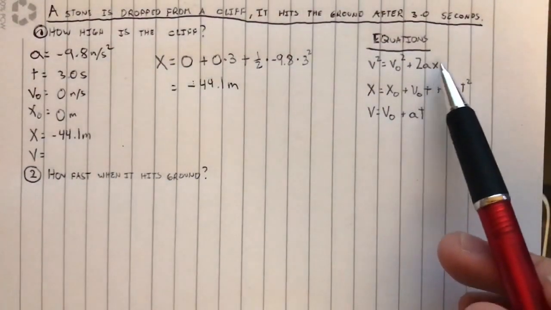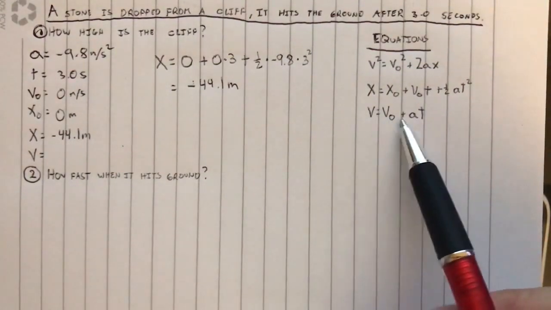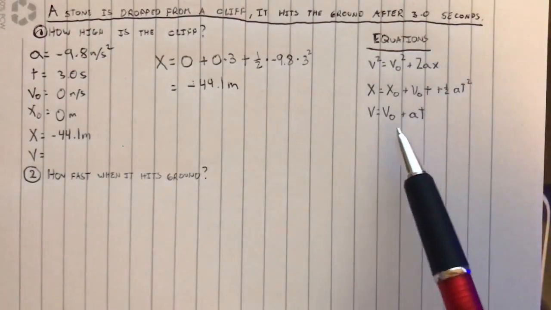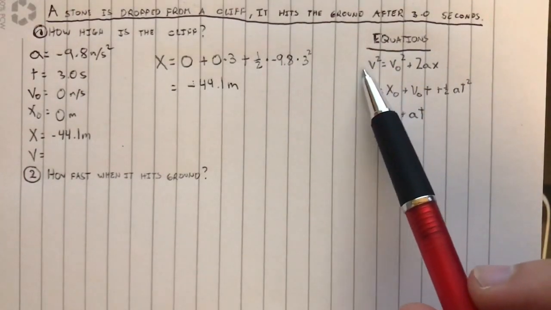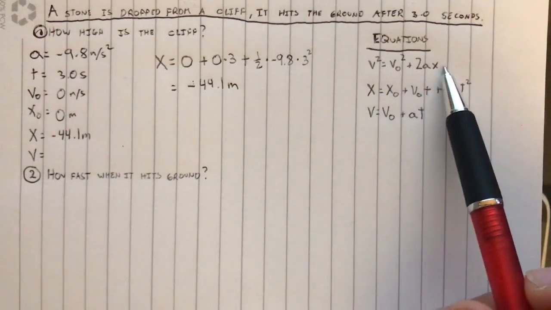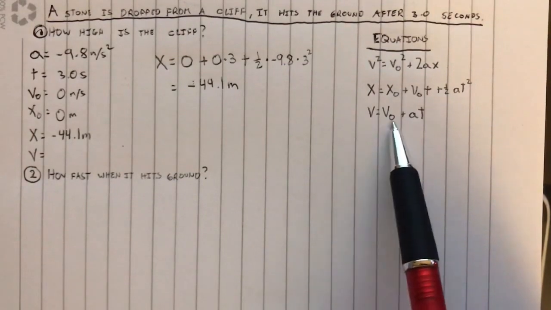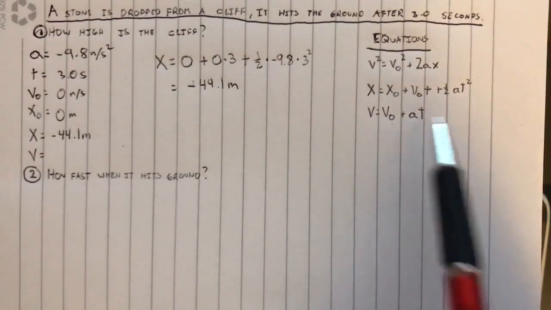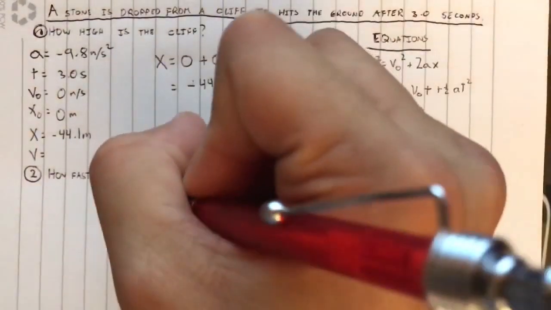For this, I can use either this equation or this equation. I think this one's a little easier because we're not squaring things, so let's use this one. But we can use either one because we're looking for the final velocity. We have the initial velocity, we have acceleration, we have the change in distance, which was 44.1. This one, we have the initial velocity, we have the acceleration, and we have the time. Again, we're going to use this one.